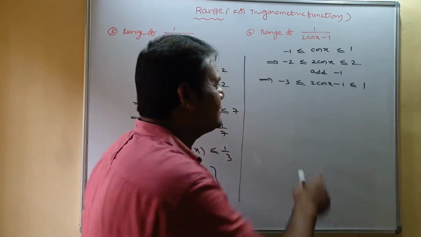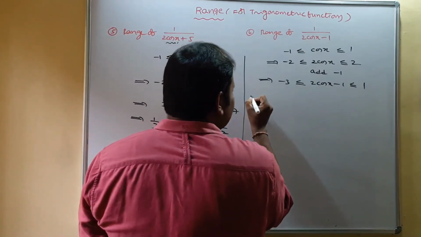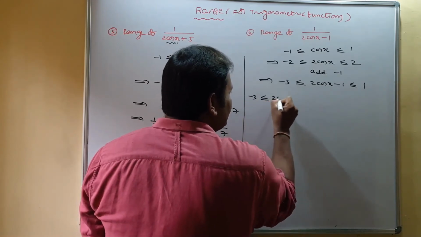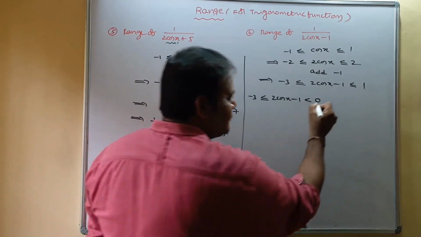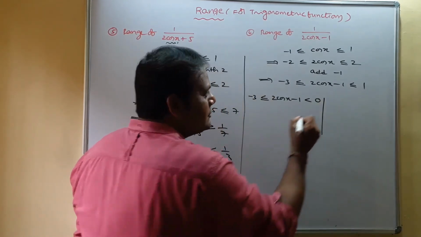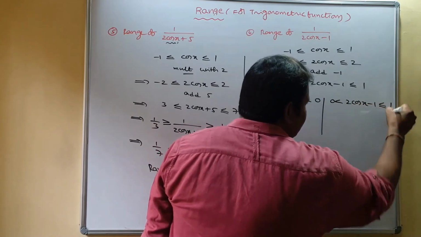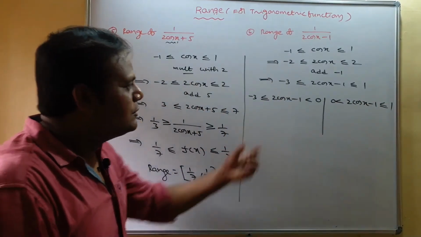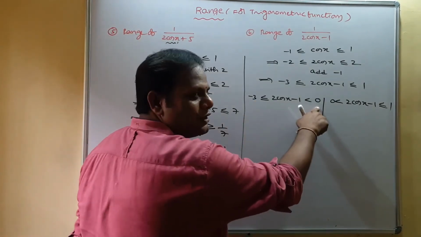That is the reason we split this interval into 2 intervals. That is, minus 3 less than or equal to 2 cos x minus 1 less than 0. It is one case, and 0 less than 2 cos x minus 1 less than or equal to 1. That is the other case. Now can you take the reciprocal? Yes. So all negatives only here.